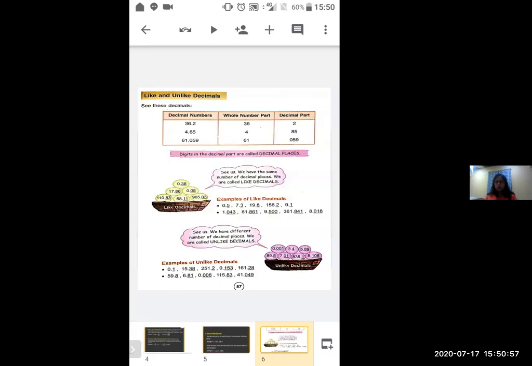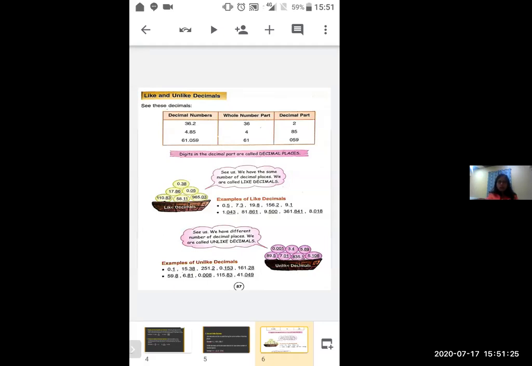Today we will continue our topic of decimal numbers. In the previous class you learned what a decimal number is, how to convert a decimal fraction into a decimal number, and a decimal number into a decimal fraction. Now we will learn about like and unlike decimals. So what are like and unlike decimals?